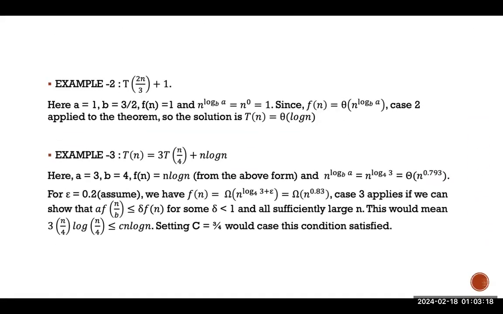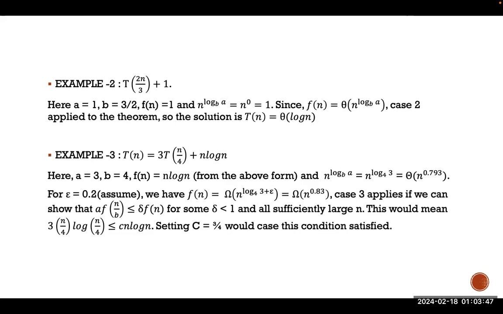Time complexity will be order of n square. The next example is T of n equals T of 2n by 3 plus 1, where a equals 1, b equals 3 by 2, and f of n equals 1. Again using n power log a to the base b gives me n power 0, which equals 1. And f of n is equal to theta of n power log a to the base b, which satisfies the second case. The time complexity is theta of log n.